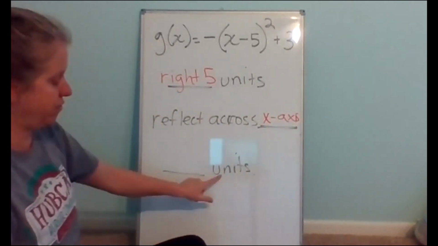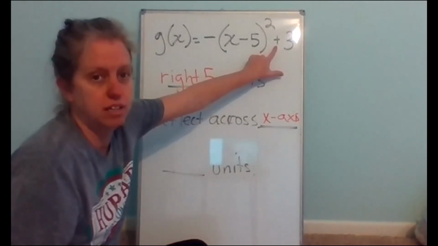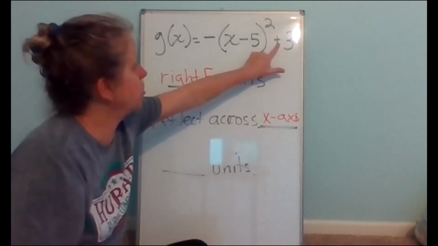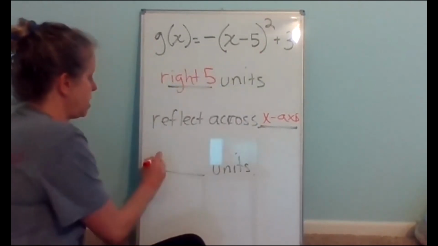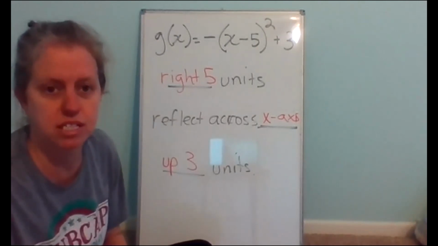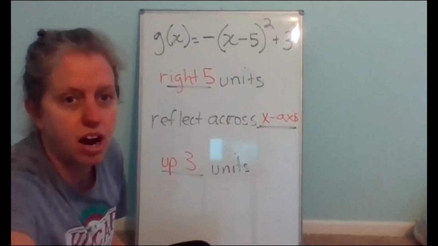And then after the reflection, where is your vertical shift? Your outside number tells you that. So the vertical shift tells you +3, which would tell you to move it up 3 units. Okay? All right, so that's all.